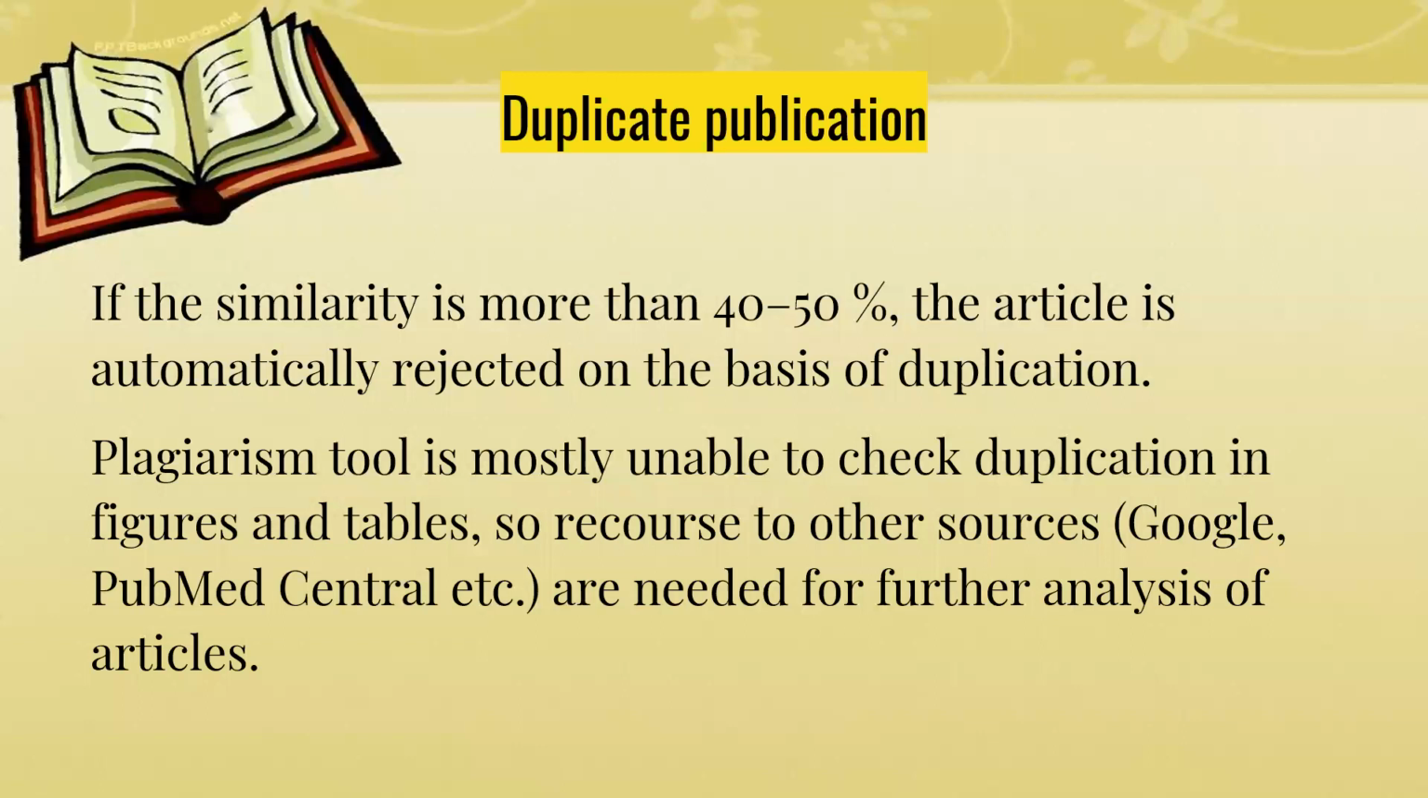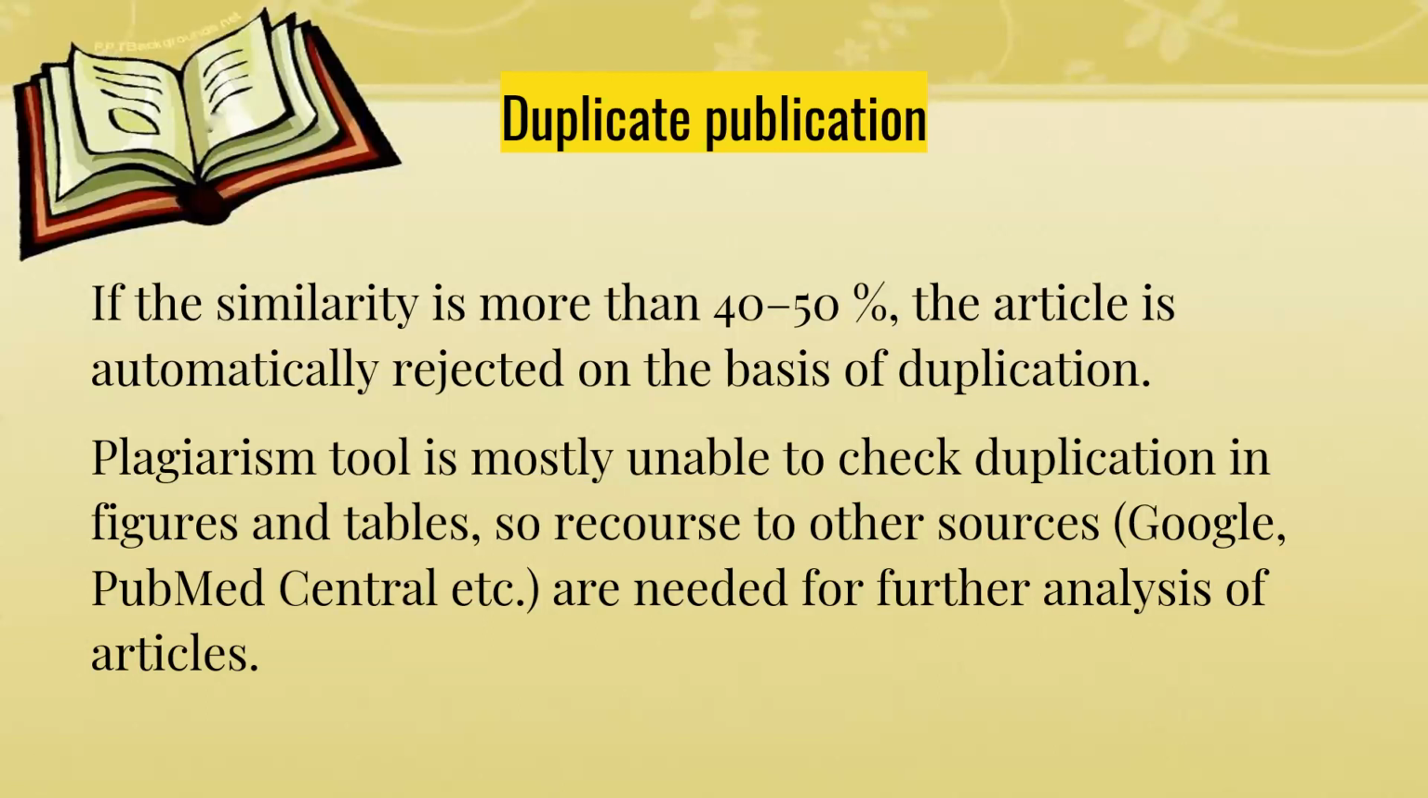This type of duplication is found when the similarity of the work or article is more than 40 to 50%. The article is automatically rejected on the basis of duplication. This percentage is obtained when you check your manuscript with online software like Turnitin. When you check your similarity index and you find that it is between 40 to 50%, then this paper is automatically rejected.